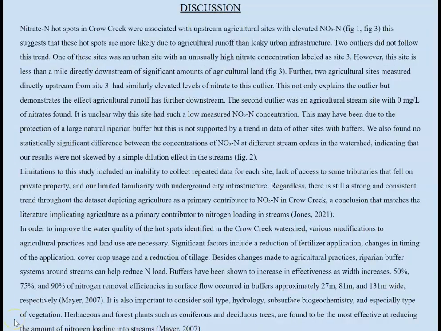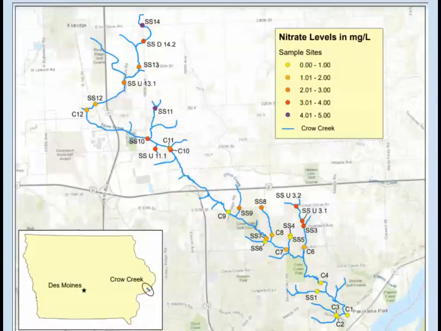As previously stated, surrounding land use influences nitrate concentrations in surrounding streams that feed into the identified 2018 and 2019 hotspots. One of the 2 outliers that did not follow this trend was an urban site with an unusually high nitrate concentration labeled as Site 3. However, from Figure 3, you can see that this site is less than a mile directly downstream of significant amounts of agricultural land. Further, these 2 agricultural sites, measured directly upstream from Site 3, had similarly elevated levels of nitrate to this outlier. This not only explains the outlier, but demonstrates the effect agricultural runoff has further downstream.